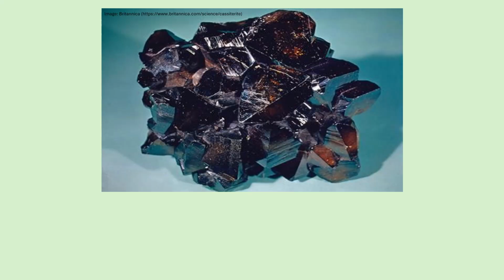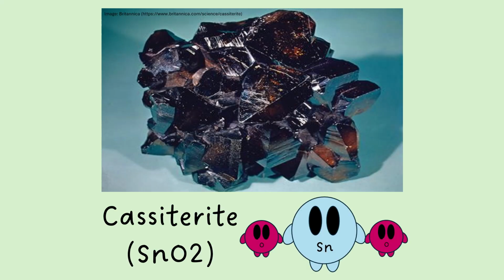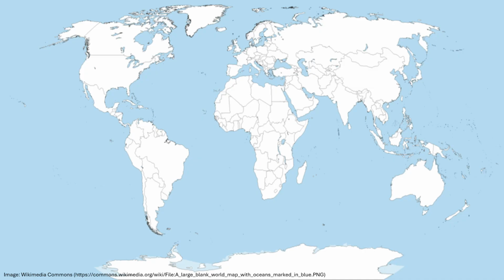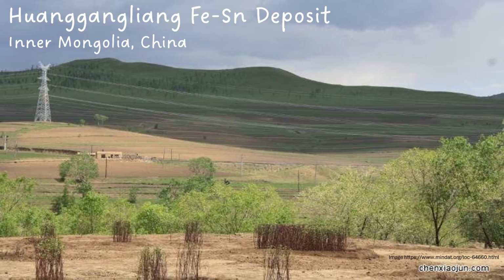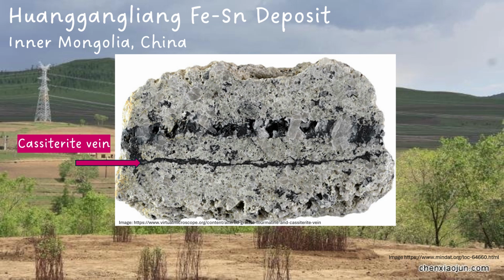Most of the tin used in modern-day products is from cassiterite, the most mined mineral containing tin. Cassiterite is mined in many places in the world, such as in China, Bolivia, Nigeria, Southeastern Asia, and the United Kingdom. One example of a major mineral deposit is the Huanggangliang iron tin deposit located in northern China. Here, cassiterite can mostly be found in granite and in other igneous rocks.